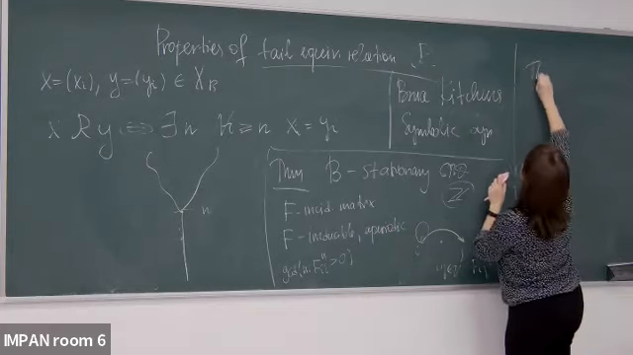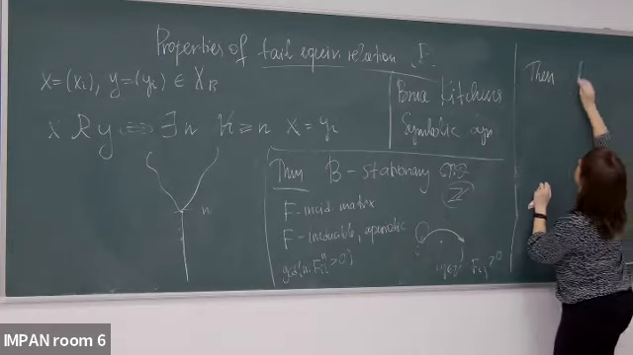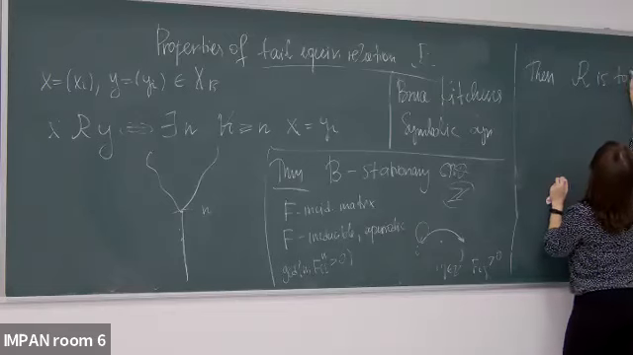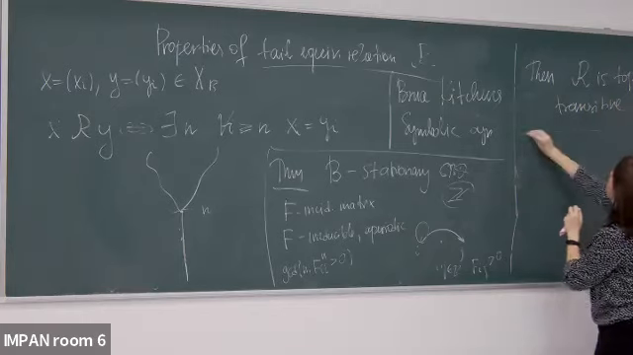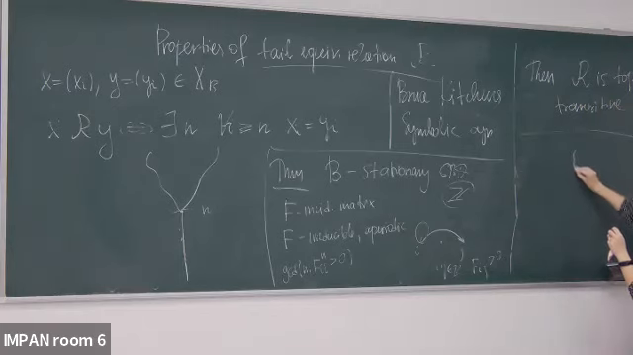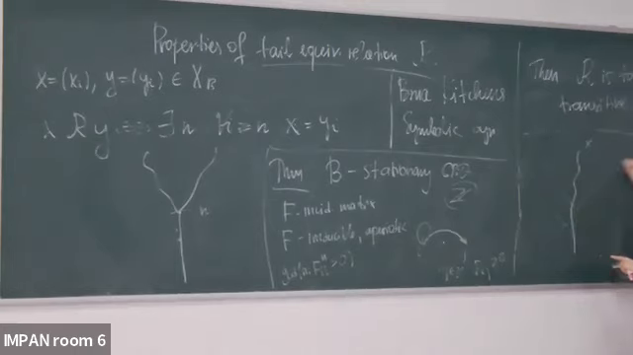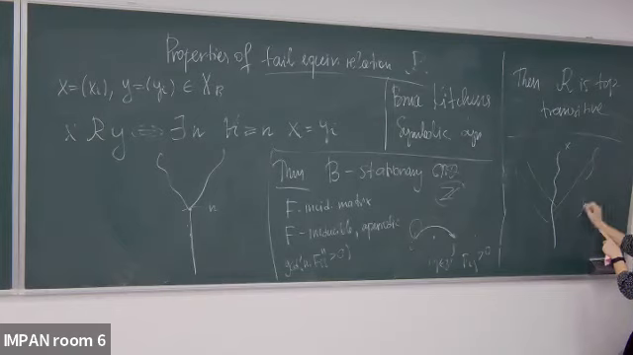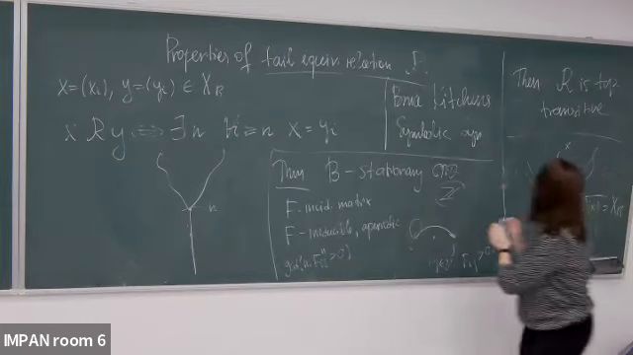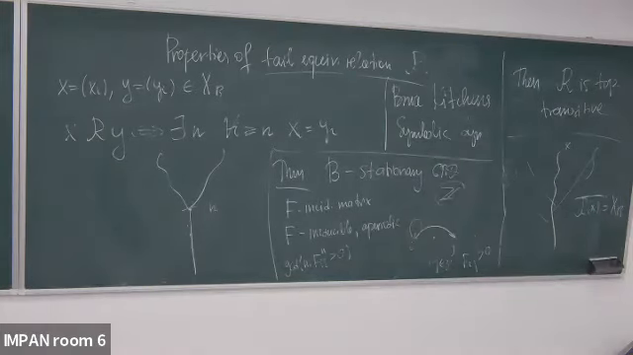Then the tail equivalence relation is topologically transitive. What we prove is that in our diagrams there exist paths, so-called vertical paths, such that the tail equivalence class visits every cylinder set. So the tail equivalence class of x, when we take the closure, will be the whole path space. And let's see what follows.